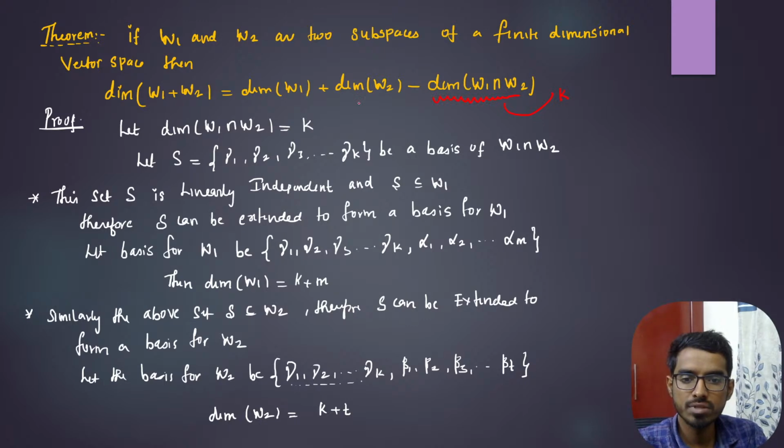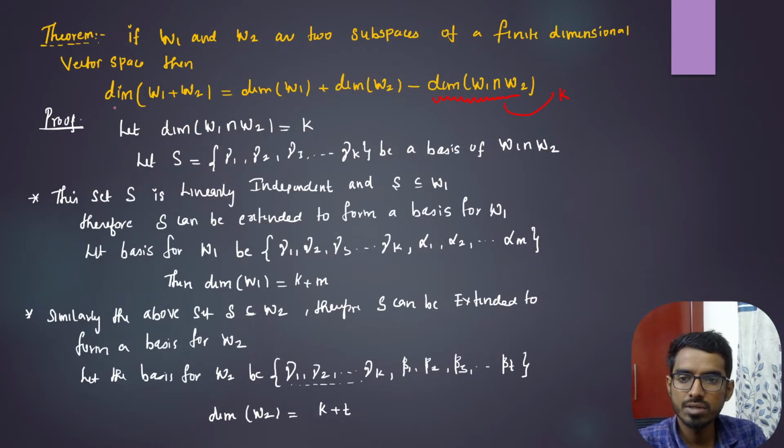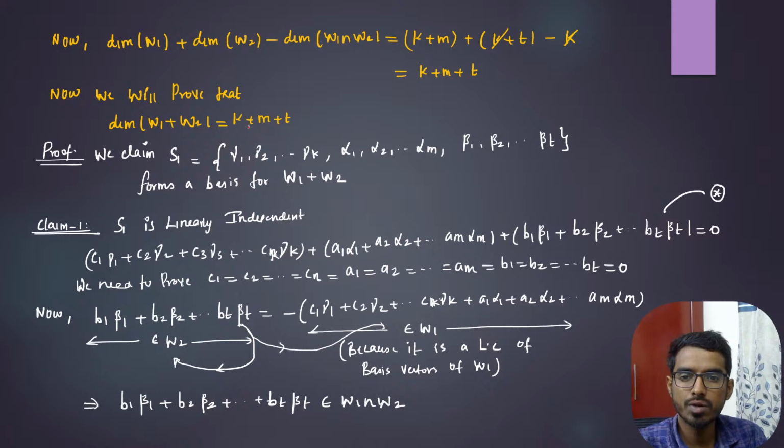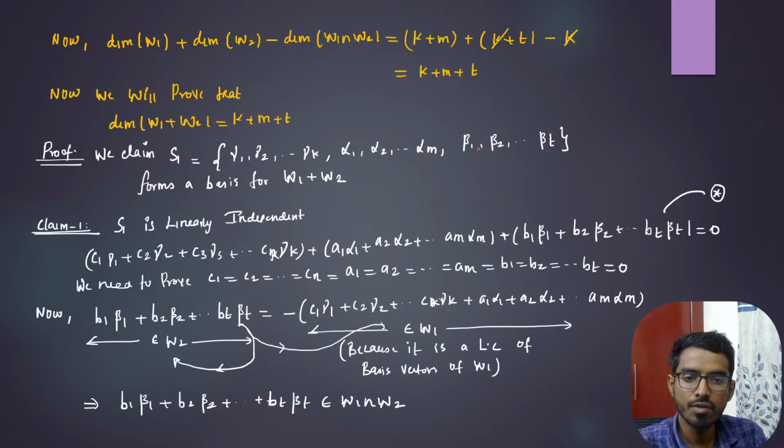This is k plus m, this is k plus t, this is k. So we have got k plus m plus t. Now we will prove that the dimension of W1 plus W2 is equal to k plus m plus t. So I'm going to claim the set S1, which is gamma 1, gamma 2, gamma 3 up to gamma k, comma alpha 1, alpha 2 up to alpha m, beta 1, beta 2 up to beta t, forms a basis for W1 plus W2.